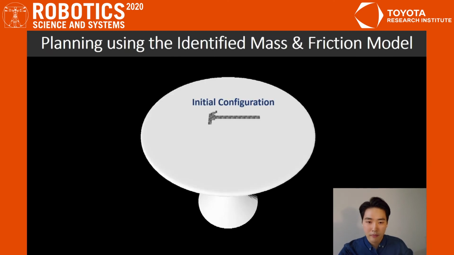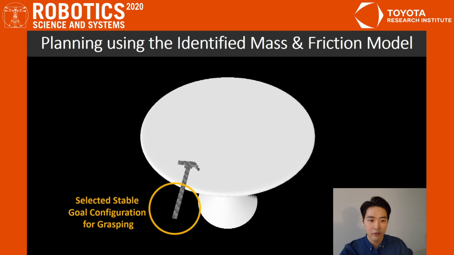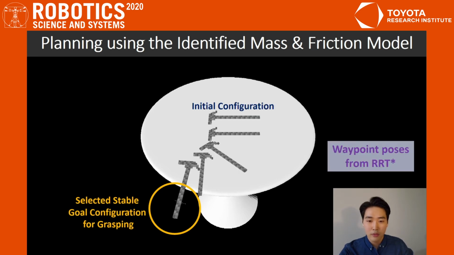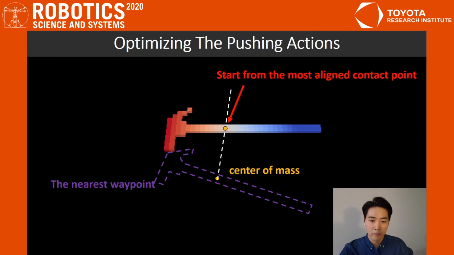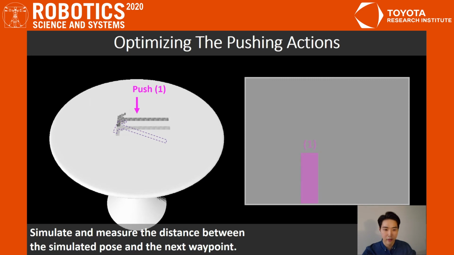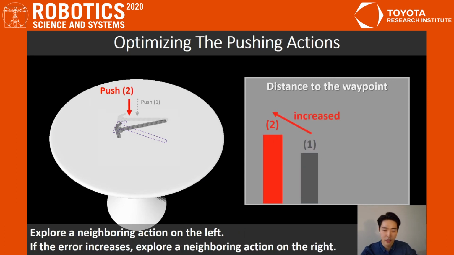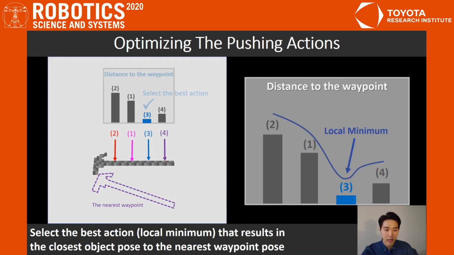Once you identify the model, you want to do something with it. So you want to get this hammer to the goal. But the problem is how to select the goal configuration. Based on the identified mass distributions, you can choose a stable goal configuration like this. And then you want to plan by generating waypoint poses using, for example, the RRT algorithm. The question is how to go from one pose to another one. You can start with your best guess, and you can try to vary the contact points and see their changes. Then you can choose the points which are locally optimal, and then you can apply the actions to the real object.